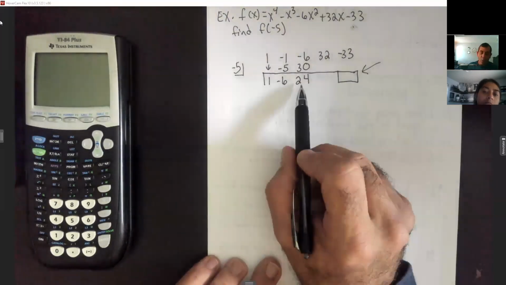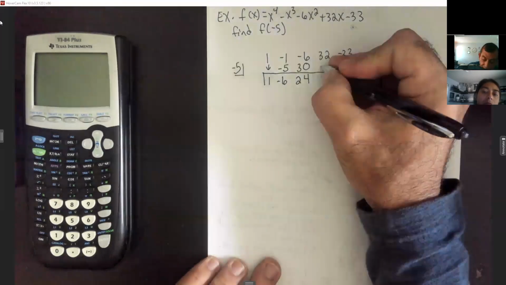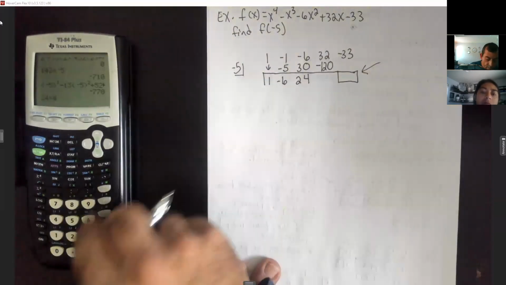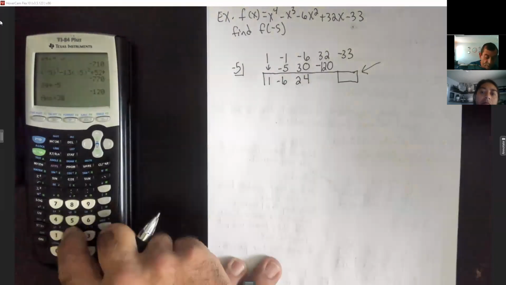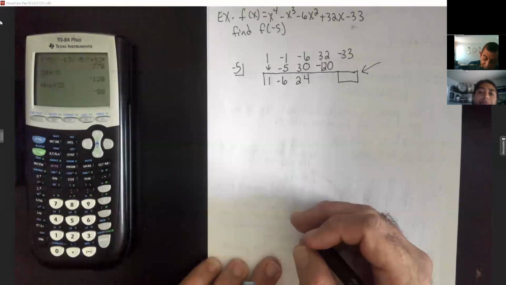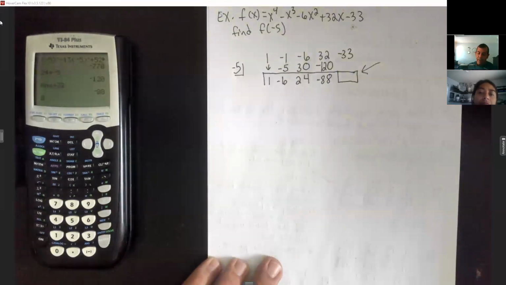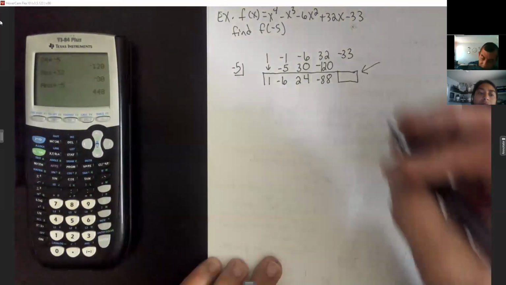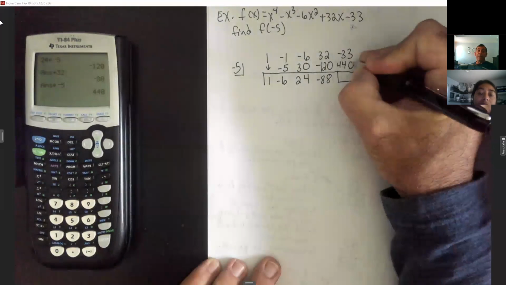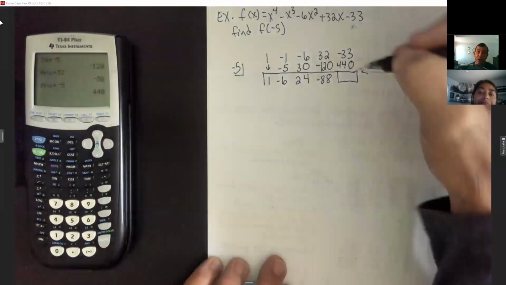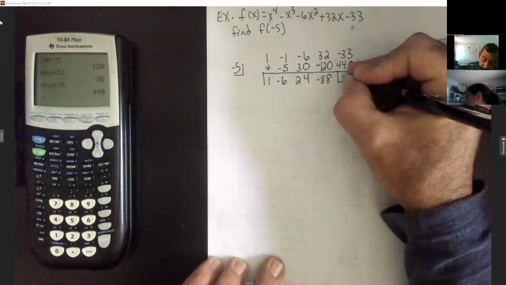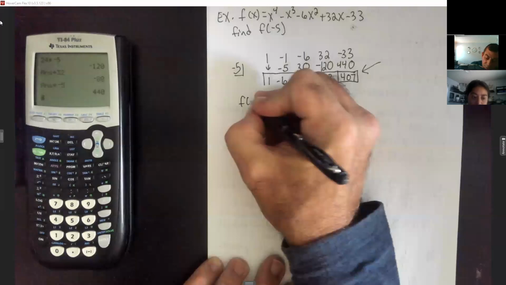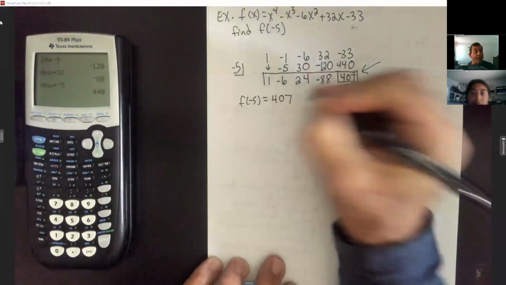All right, 24 times a negative 5 is a negative 120. Negative 120 plus 32 is a negative 88. And finally, that negative 88 times a negative 5 is going to give me 440. To get my answer, we're going to add that 440 with that negative 33, and that'll give us a positive 407. So f of negative 5 equals 407.